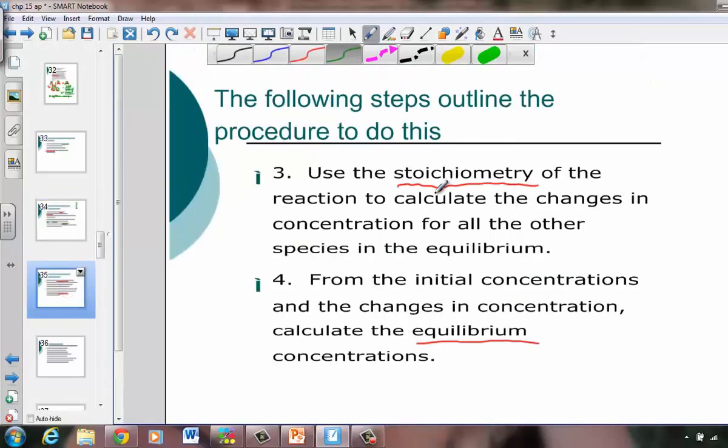Our third step, of course, we'll use the stoichiometric ratios of reactants and products to calculate the changes in concentration for all of the other species in equilibrium, and from there complete our chart. From all the initials and changes, we can then deduce the equilibrium concentrations. What I've just described to you in a four-step process is an ICE chart.